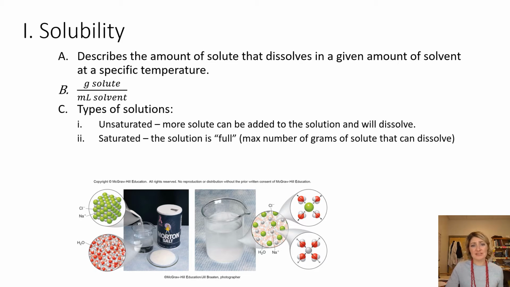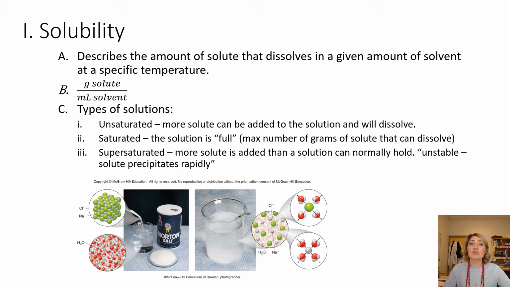Whereas a saturated solution is considered to be a full solution. So you have put into that solvent the maximum number of grams that can dissolve in that particular amount of solvent at that particular temperature. The other one we don't often get to talk about is a supersaturated solution. So this is kind of a unique situation where you can add more solute than you could normally fit into a solution and it will dissolve. So it's more than it can normally hold. Supersaturated solutions tend to be what we call unstable, and your solute can precipitate rapidly.